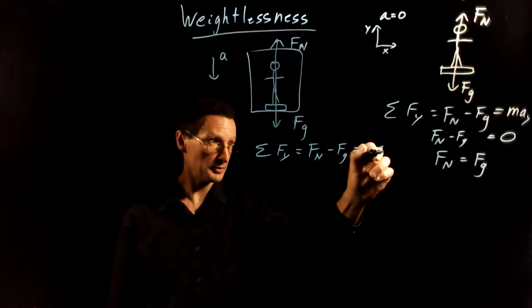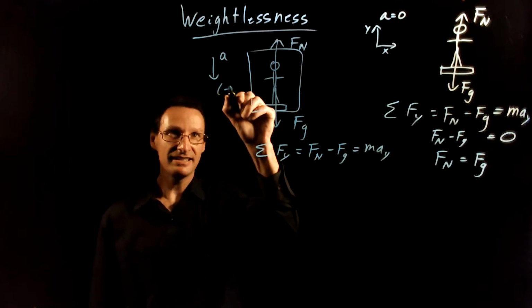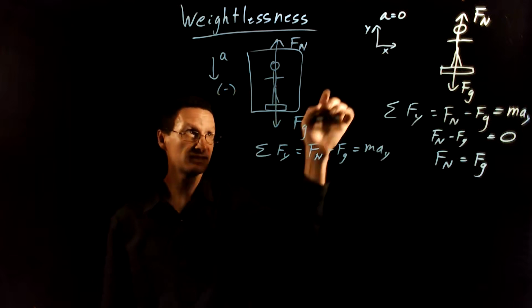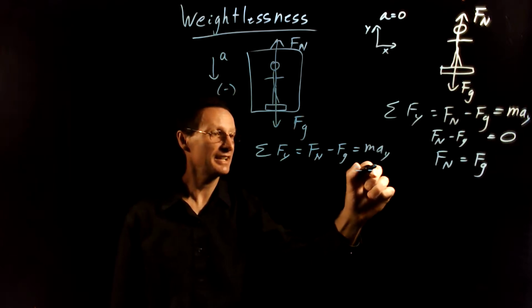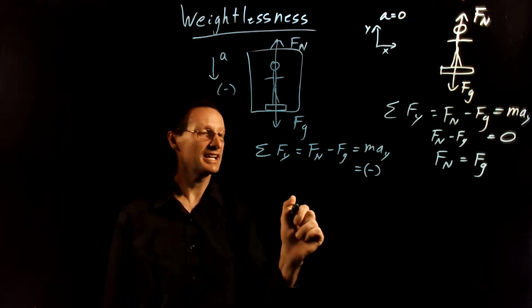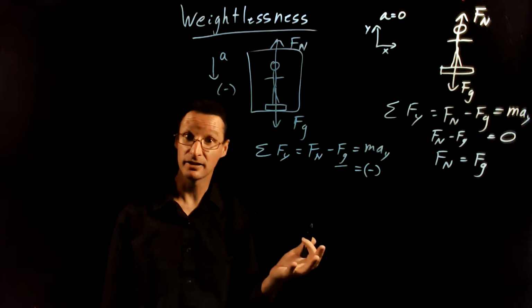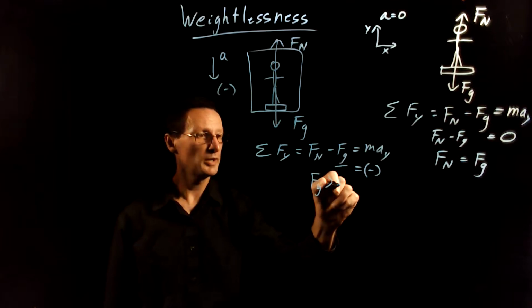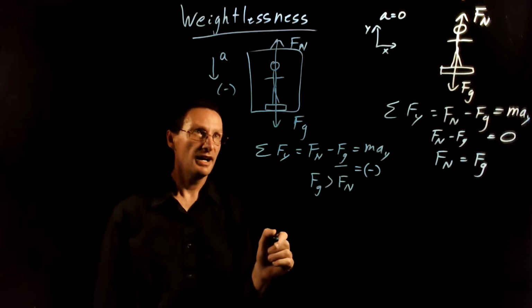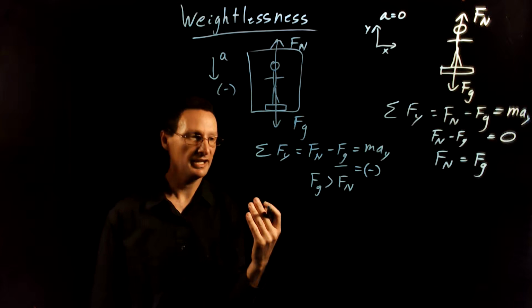We set that equal to ma in the y direction, but a points down, and that's a negative acceleration because it points opposite the positive direction that we defined. So this is a negative number. If this is a negative number, that means when I add these two together, this force of gravity must be bigger than the normal force, right? If it's going to win. And so how do we interpret that? Or what does that feel like when we go into the elevator?